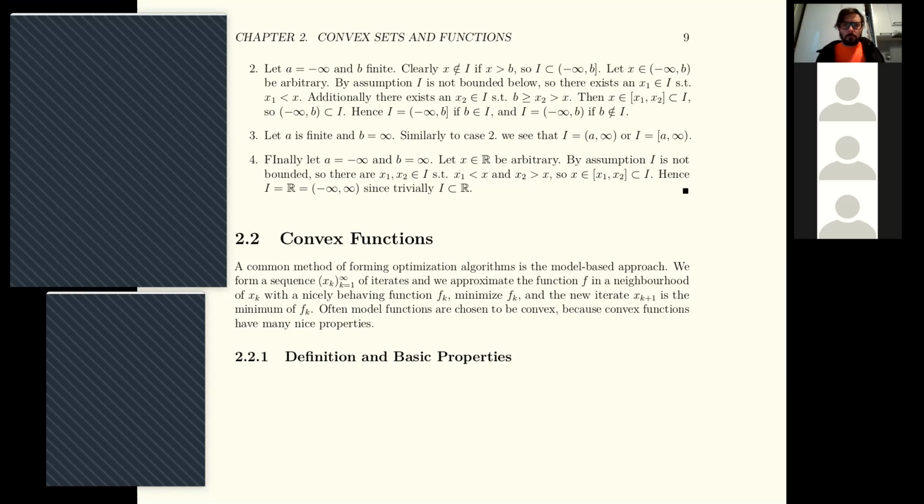So the idea of optimization algorithms is more often than not based on a model-based approach, so that we form a sequence of points, x1, x2, and so forth, and theoretically speaking, up to infinity, an infinite sequence of points that approach the optimum, hopefully, if the method is properly selected, so that the limit of this sequence is the optimum point.